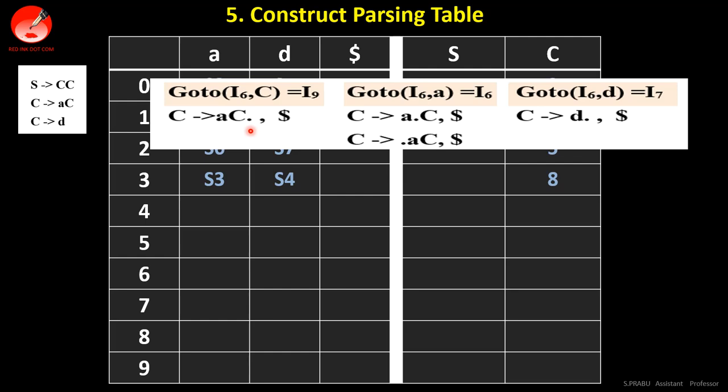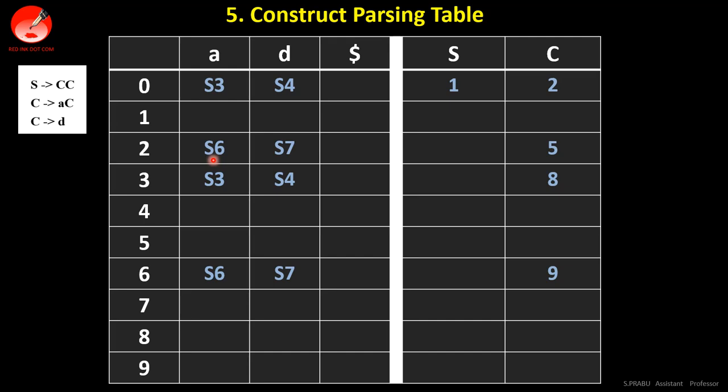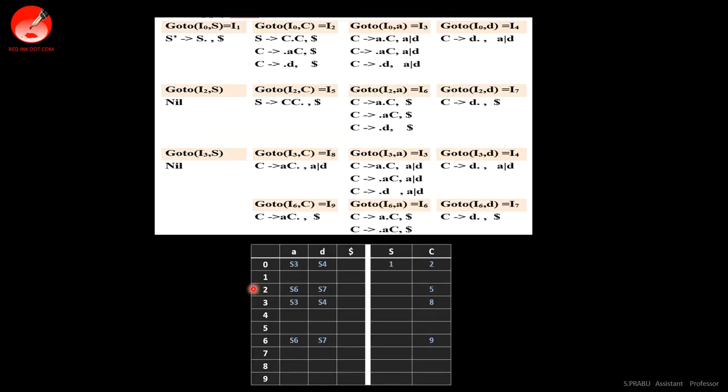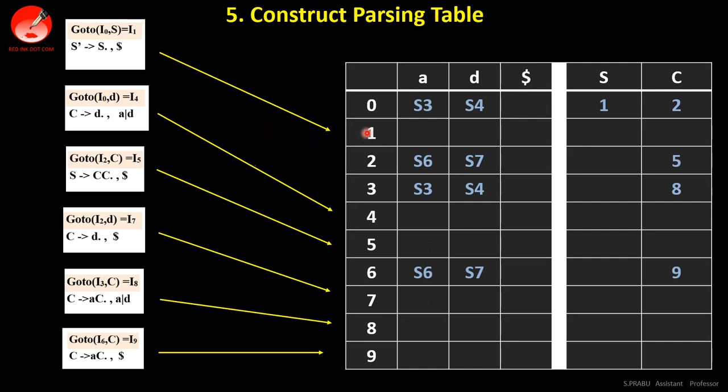In this sixth row, 6 comma capital S is nothing. 6 comma capital C is 9. 6 comma small a is shift 6. 6 comma small d is shift 7. So all the non-ending states help to fill these four rows. Then find which states are ending states. Here the ending states are I1, I4, I5, I7, I8 and I9. So these 6 states help to fill these rows.